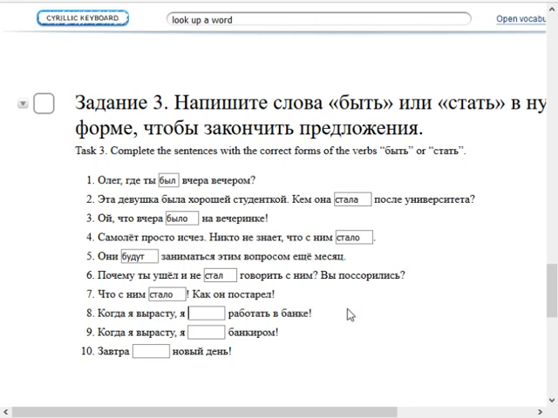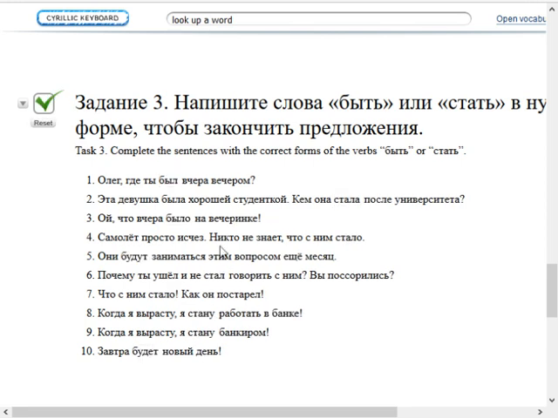Когда я вырасту, я стану работать в банке. So when I grow up, usually you'd say, in English, I want to work in a bank, but here the correct formation is, я стану работать в банке. I will come to work in a bank. And the next sentence along similar lines, когда я вырасту, it's actually the same word, стану банкиром. I will become a banker. Yes, always a great profession. And finally, завтра будет новый день. So tomorrow is a new day. So obviously tomorrow will be a new day. Tomorrow will be a new day.